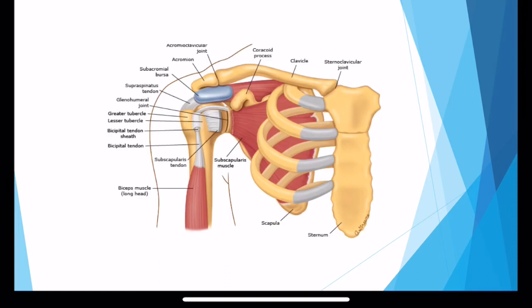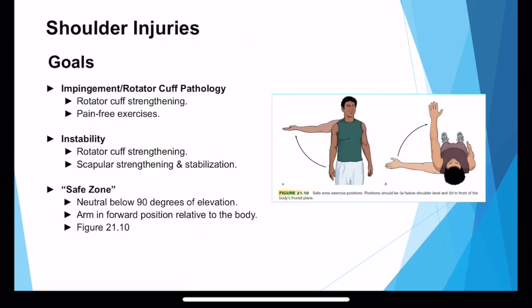So this is a neat little picture. I think it's really clean, so it's easy to look at. You can see the little bursa, you can see the tendon, the long head, the bicep tendon. So take a peek at this so we can orient ourselves. So our goals, if someone has a shoulder injury, I really love this picture because it makes the weird 90-degree safe zone totally make sense.